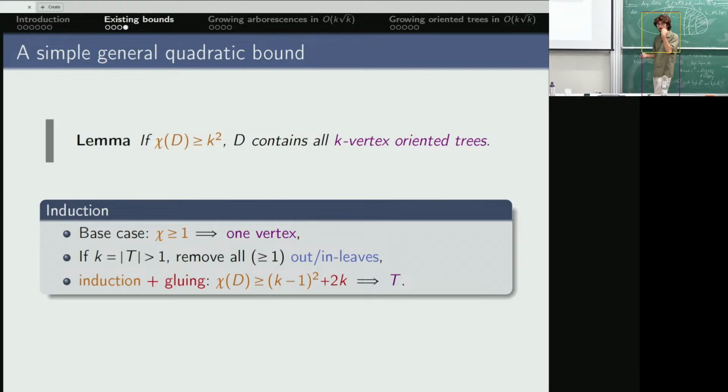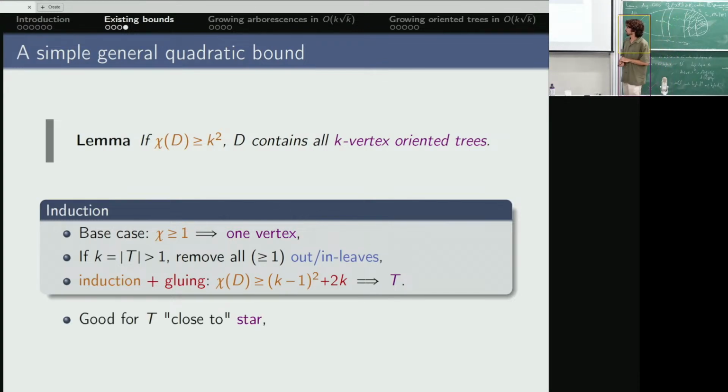So at each step, you can glue at least one vertex by paying big O of k, big O of the size of the tree. And so you get a k squared bound in the end. And this is good when you can glue a lot of leaves at once, right? When T is somehow close to a star, it gives you something very good. For a star, but if you take a subdivided star, you only need to do the gluing thing twice, and this is also a good bound.